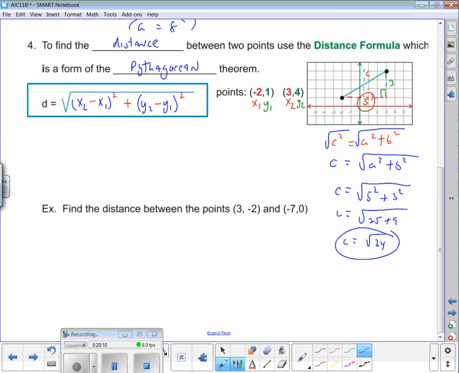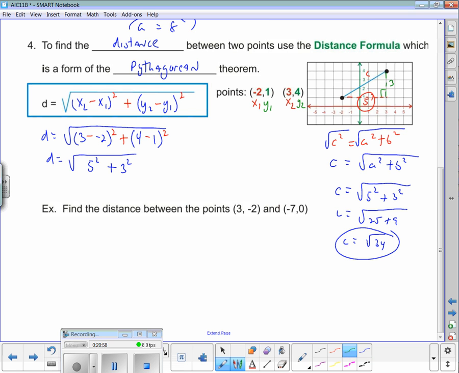So if I now use the values they gave us, let's go ahead and solve this. What was x sub 2? 3. Minus, what is x sub 1? Negative 2, quantity squared. So we have 3 minus a minus 2 quantity squared plus, following the formula, parentheses, what's y sub 2? Hopefully you say 4. What does the formula say? Minus, what's y sub 1? 1. And what does the formula say? Quantity squared. We have to do what's in the parentheses first. 3 minus a minus 2 is a 5 squared, plus 4 minus a 1 is a 3 squared.